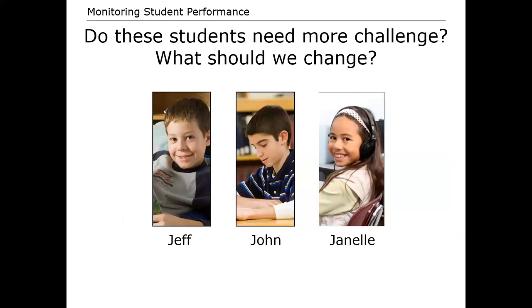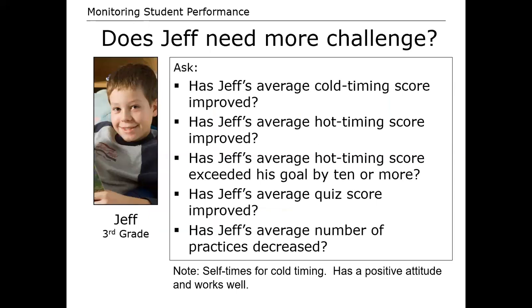All right, our final task today is going to talk about the 3 students: Jeff, John, and Janelle. We're going to talk about a little bit of information that the teacher has that a report doesn't have. And I'm also going to talk about when you might make different decisions based on the traits of the student. Okay, so let's start with Jeff.